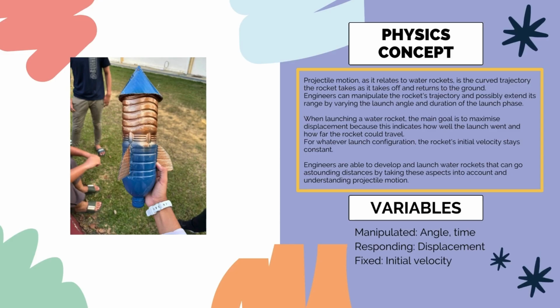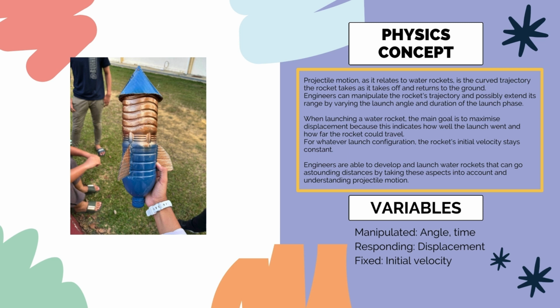Projectile motion relates to water rockets in the curved trajectory the rocket takes as it takes off and returns to the ground. Engineers can manipulate the rocket's trajectory and possibly extend its range by varying the launch angle and the duration of the launch phase. When launching a water rocket, the main goal is to maximize displacement, because this indicates how well the launch went and how far the rocket could travel. For whatever launch configuration, the rocket's initial velocity stays constant. Engineers are able to develop and launch water rockets that can go astounding distances by taking this aspect into account and understanding projectile motion.